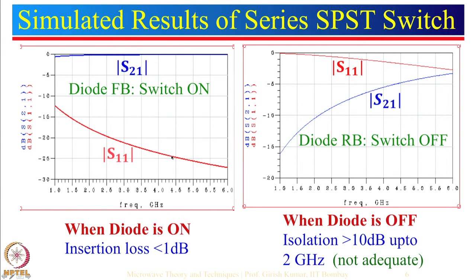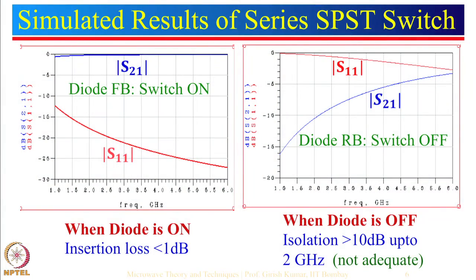But now let's see what the performance is when the switch is off. Ideally, what do we want? We want S21 to be equal to 0. But in reality, let's see what we are getting. When the diode is reverse biased, ideally the switch should have been off. That means nothing from the input side should go to the output side. But let's see what is happening here.